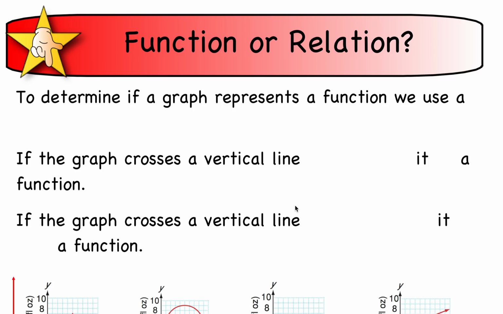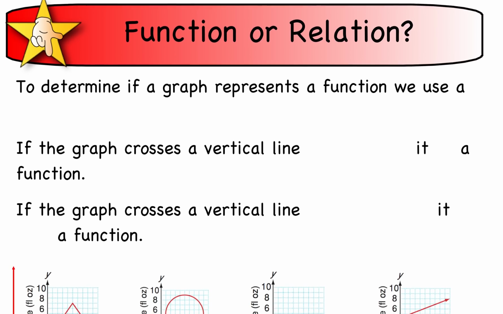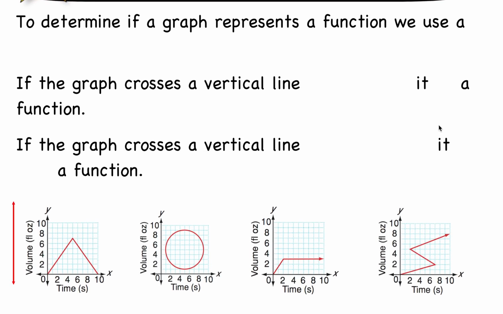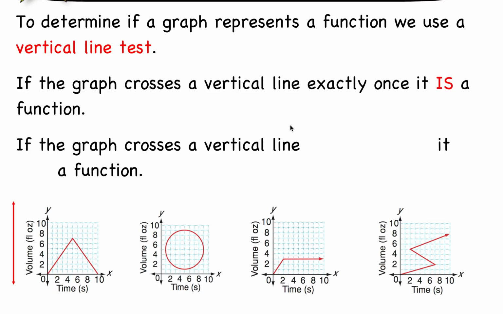So to determine whether or not something is a function or relation, one of the ways that we determine if a graph represents a function is to use what we call a vertical line test. When we use this vertical line test, if the graph we're testing crosses that vertical line exactly once, then it is a function. However, if the graph crosses a vertical line more than once, it is not a function.